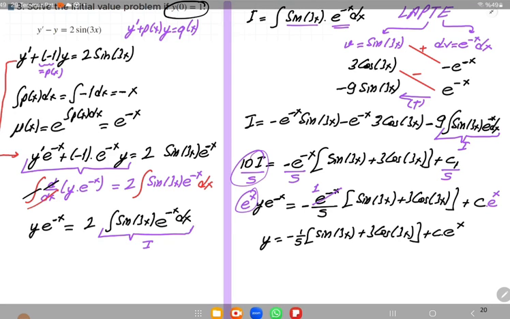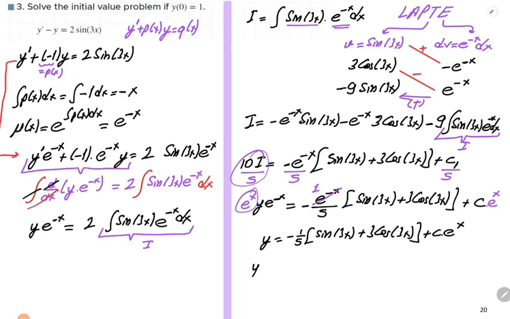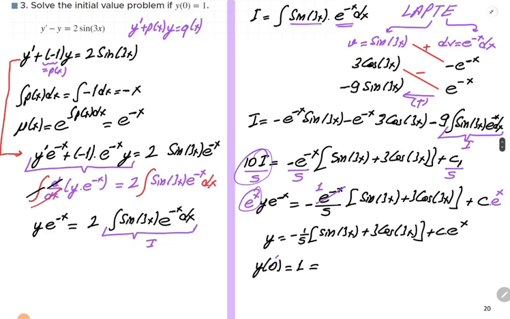Now I can apply my initial condition. y of 0 is equal to 1. I'm going to plug in x is equal to 0. Sine 0 is 0, cosine 0 is 1, and e to the 0 is also 1. So my final result is minus 3 over 5 plus C, and it follows that C is equal to minus 3 over 5 passes to the other side as 3 over 5. 1 plus 3 over 5 makes 8 over 5.